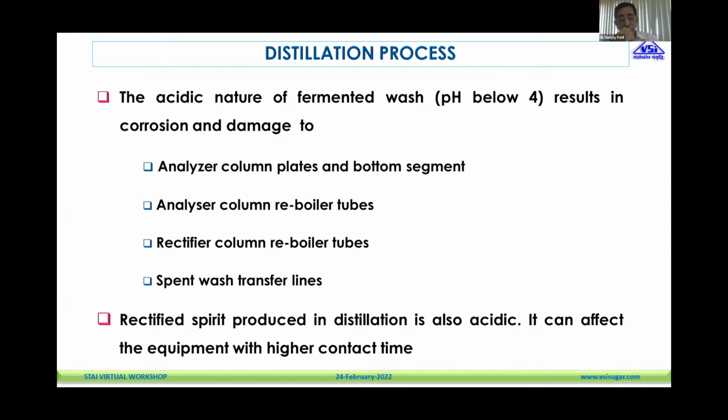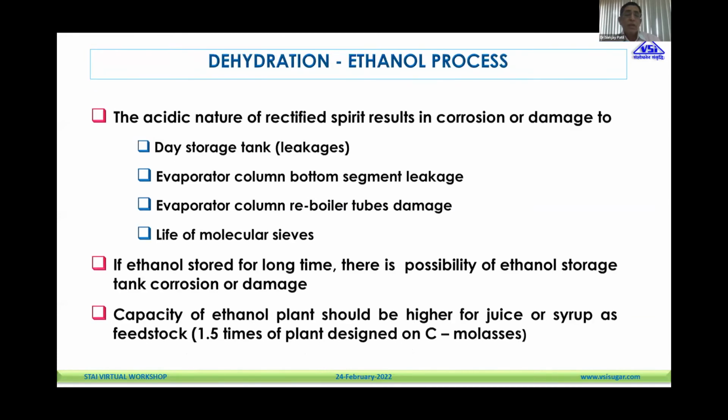The rectified spirit produced in distillation is also quite acidic. If you measure the pH of the rectified spirit, you'll see that it can be quite acidic and it can affect the equipment, particularly when there is a higher contact time. Coming to the dehydration process where we produce ethanol, the acidic nature of the rectified spirit again results in corrosion and damage to the day storage tank. We have seen leakages also.